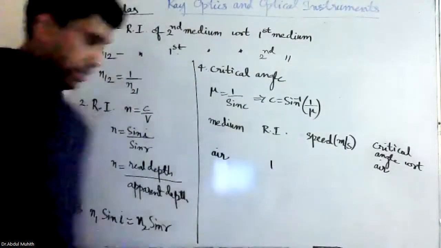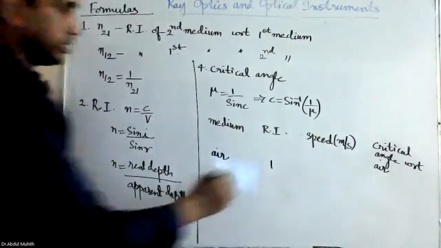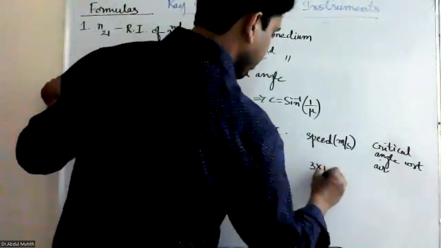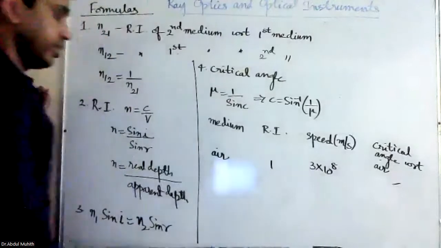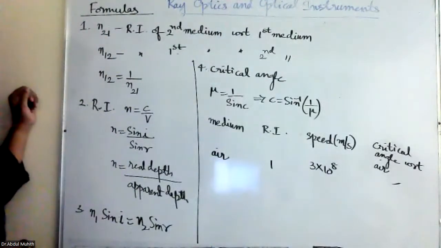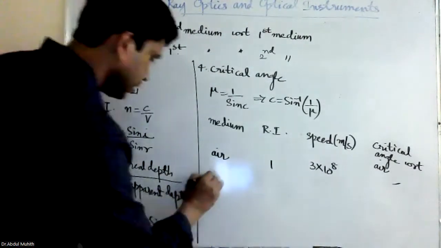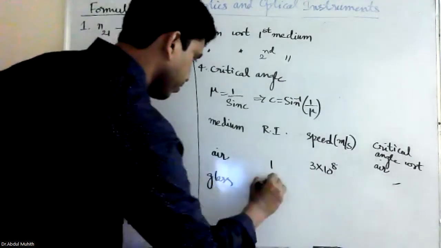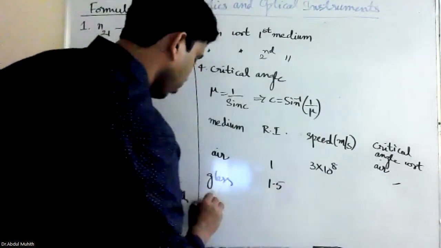Refractive index of air is 1. And the speed is 3 into 10 to the power of 8. This we don't write, not required. Air to air, not required. There is no critical angle. Next is glass. Glass is 1.5. And then water.